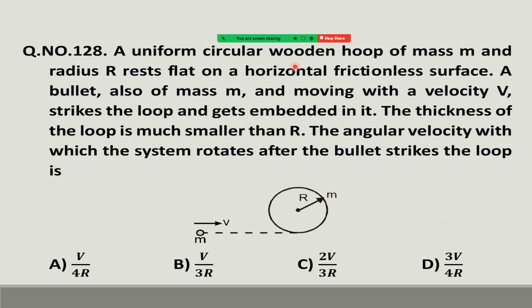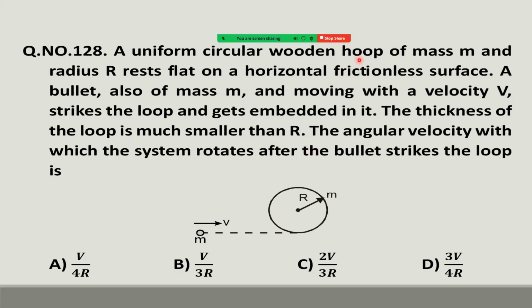A uniform circular wooden hoop of mass m and radius r rests flat on a horizontal frictionless surface. A bullet, also of the same mass and moving with a velocity v, strikes the loop and gets embedded in it. The thickness of the loop is much smaller than r. The angular velocity with which the system rotates after the bullet strikes the hoop is.